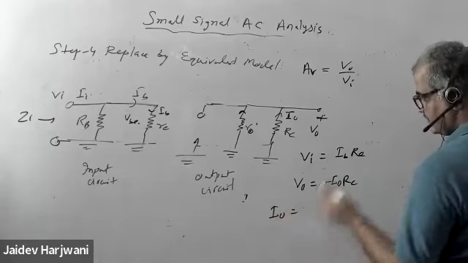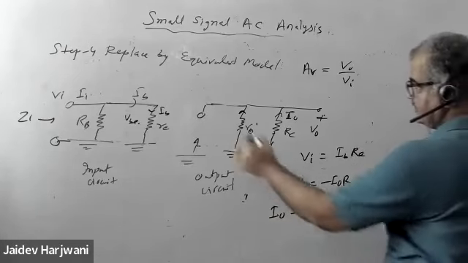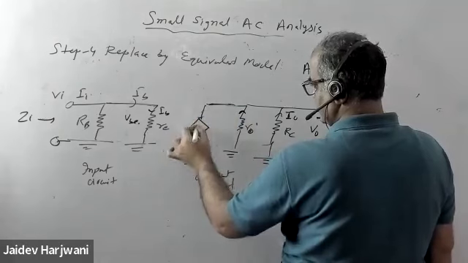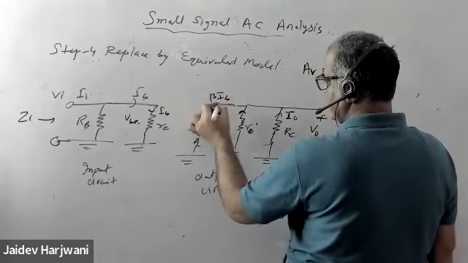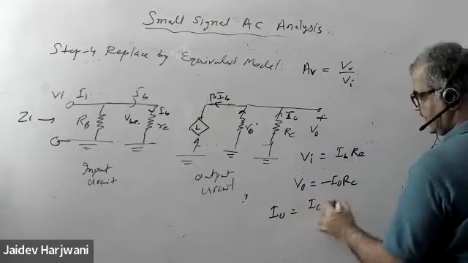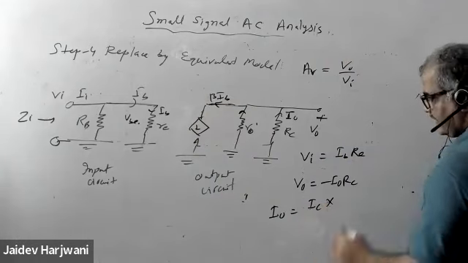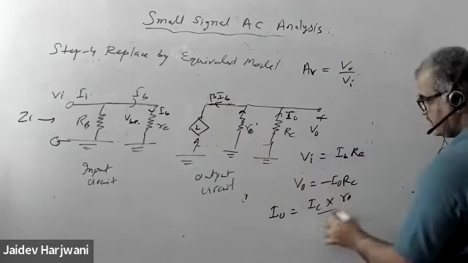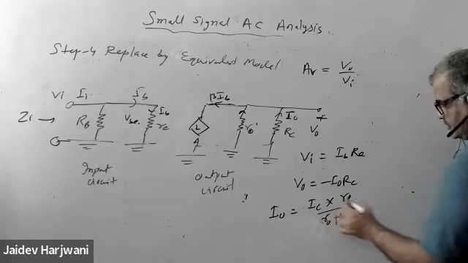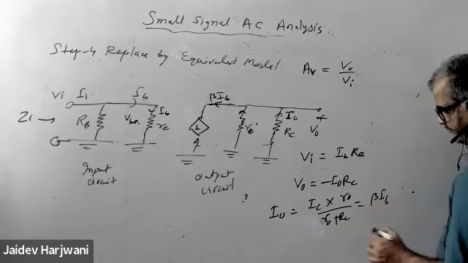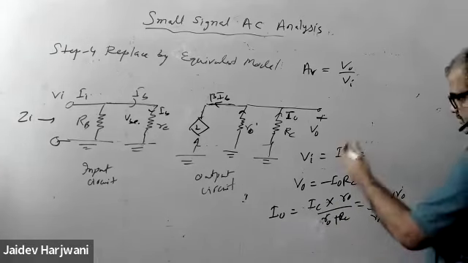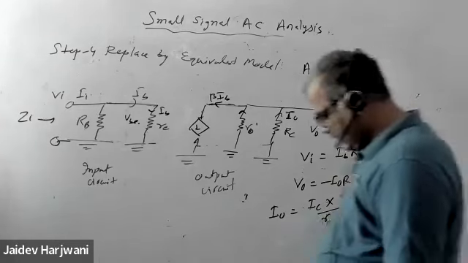So I naught, just now I wrote. If this is IC, this is your beta IB. So I naught is just IC into the resistance R naught here over the total resistance R naught plus RC. And this is your beta IB R naught over R naught plus RC. Just put the values and take the ratio. Tell me what is coming.